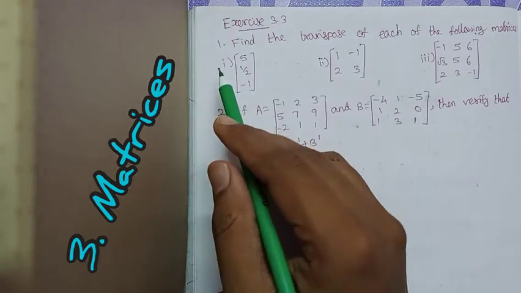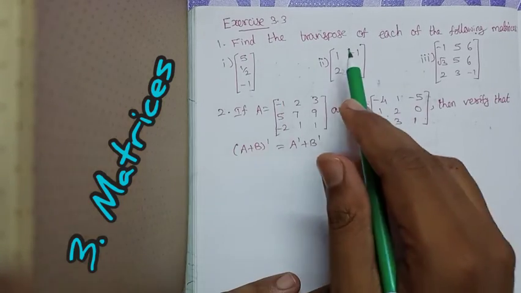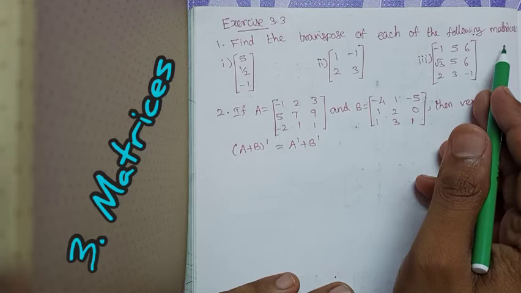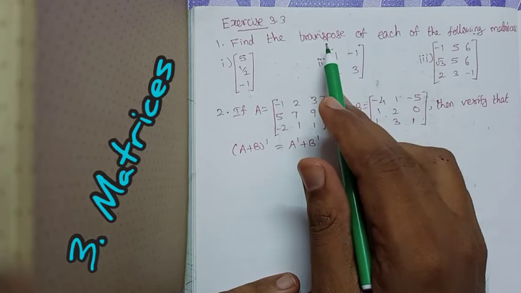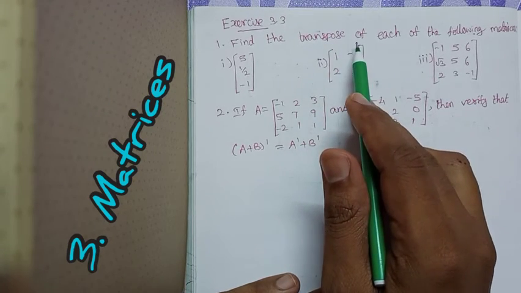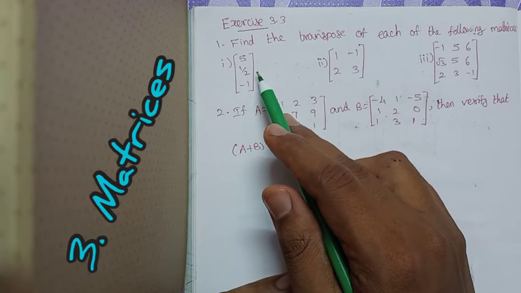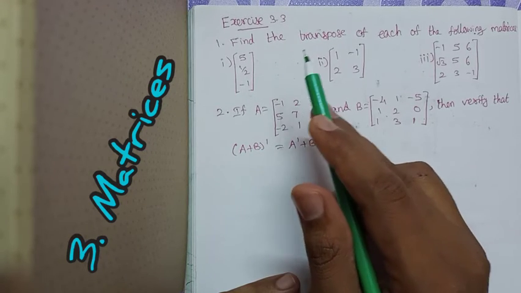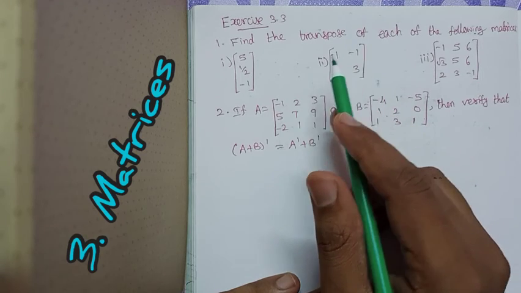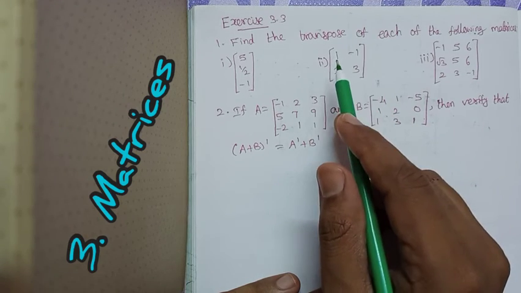Exercise 3.3, the first sum. Find the transpose of each of the following matrices. First of all, transpose means the matrix you obtain by interchanging rows into columns. Rows and columns, or columns and rows.